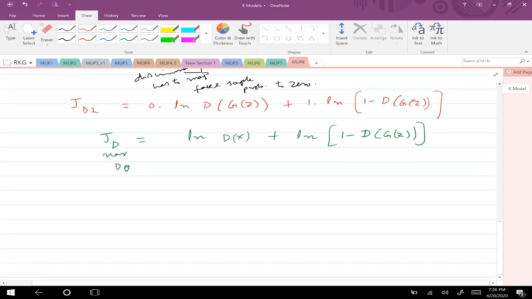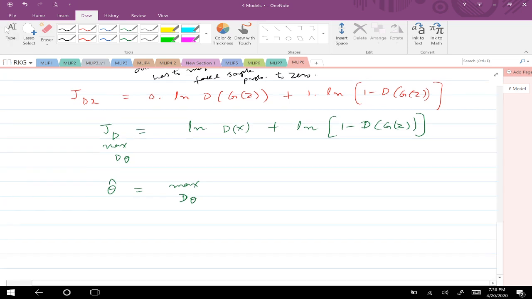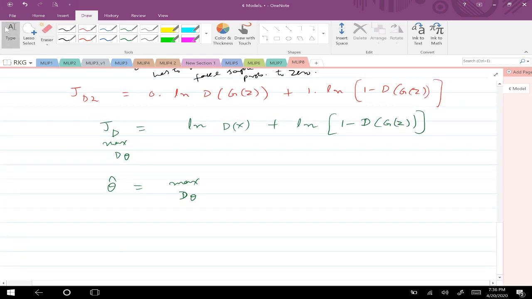So what we want to do is adjust the discriminator such that you find theta hat that maximizes with respect to D of theta. D of theta means the parameters theta. They may be kernel weights. Usually it has a set of convolution layers followed by fully connected layers as well in some cases. So ln of D of x plus ln of 1 minus D of G of z.